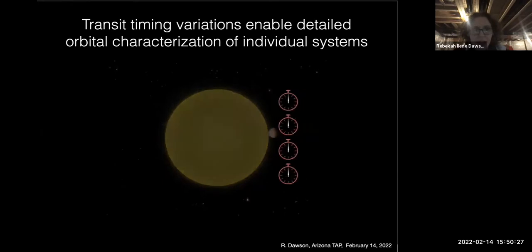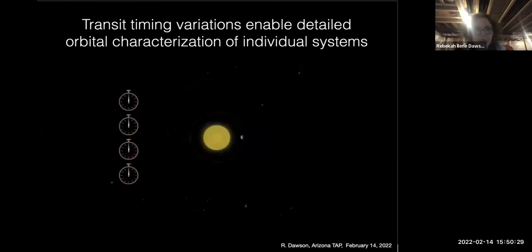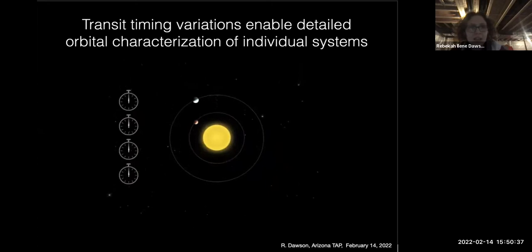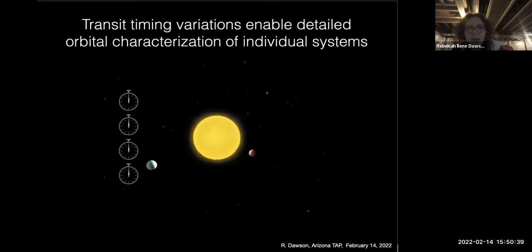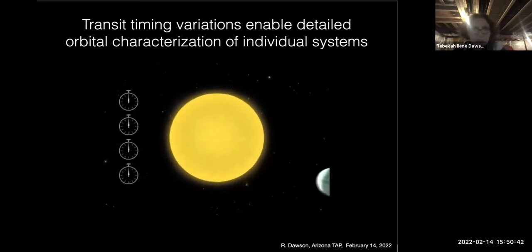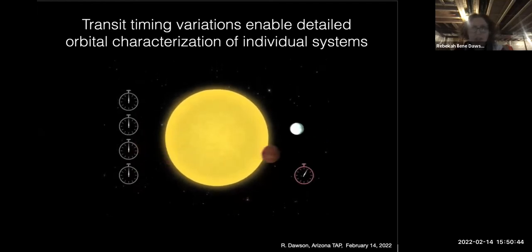So the movie's going to now zoom out and show a multi-planet system. So now we have another planet disturbing our transiting planet, and now the transit times aren't periodic. And with good measurements in a large number of these transit times, we can often characterize the system in great detail, much better than any other technique.